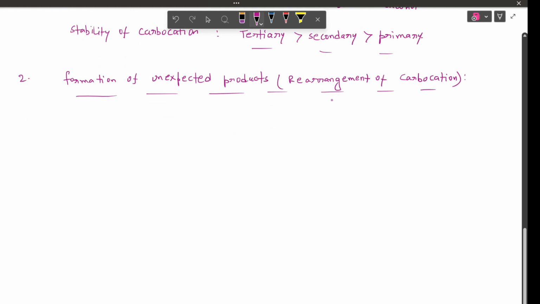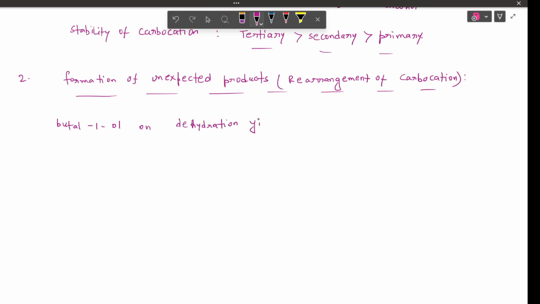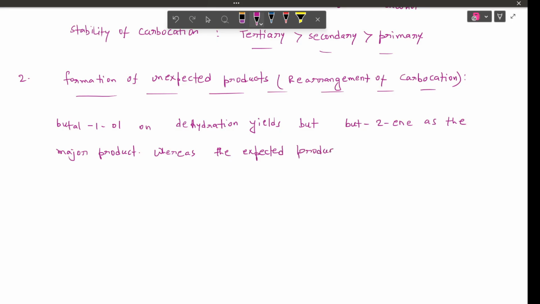If we take the example of butan-1-ol, on dehydration it yields but-2-ene as the major product, whereas the expected product is but-1-ene.